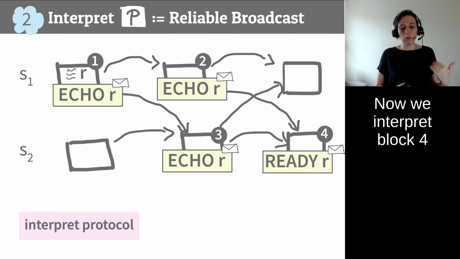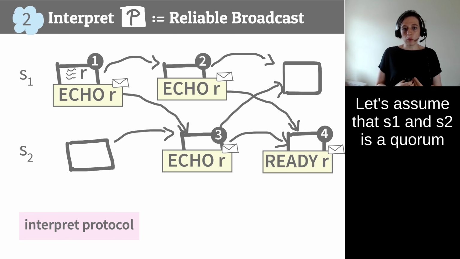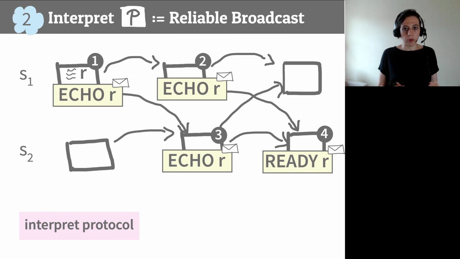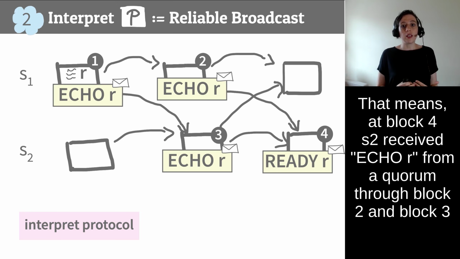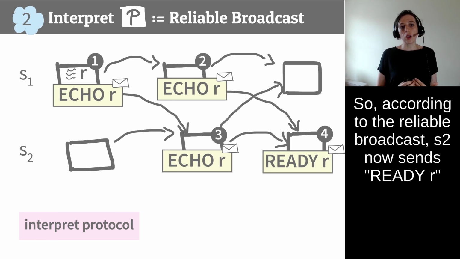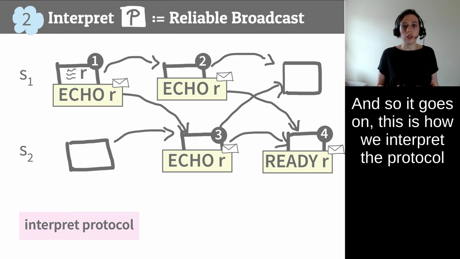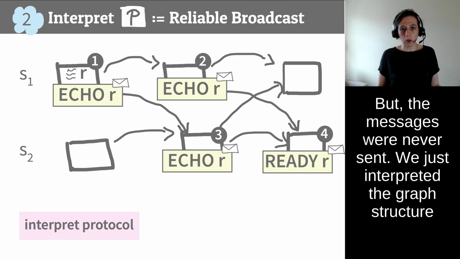Now we interpret block 4. Let's assume that S1 and S2 is a quorum. That means at block 4, S2 received echo R from a quorum through block 2 and block 3. So according to the reliable broadcast, S2 now sends ready R. And so it goes on. This is how we interpret the protocol. But the messages were never sent.